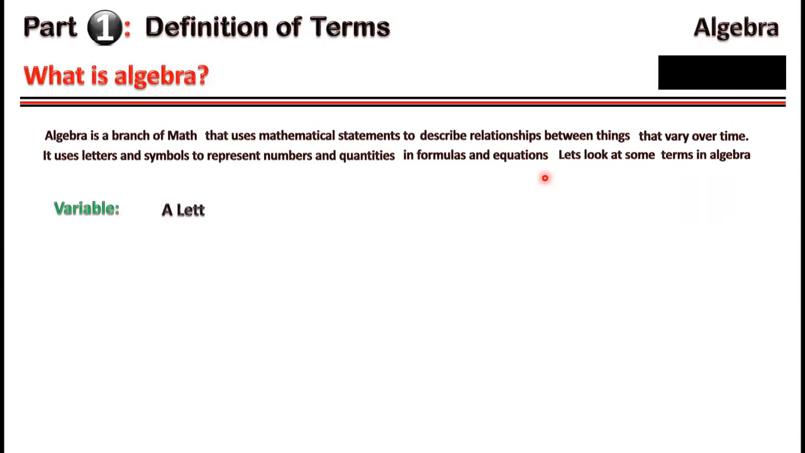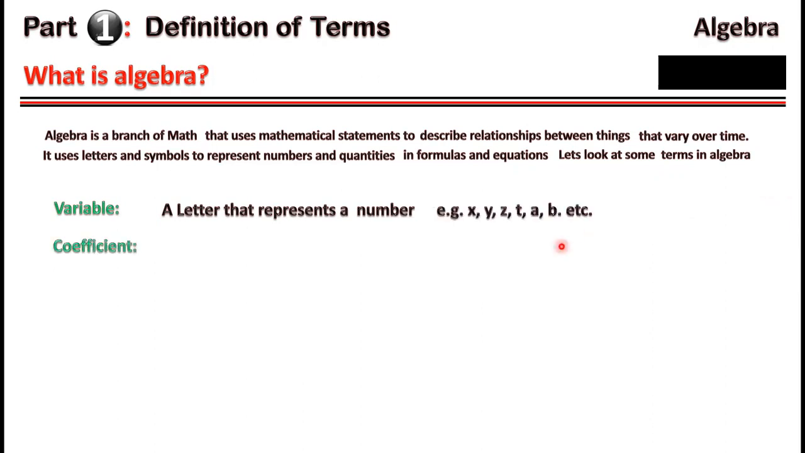The first term is a variable. A variable is a letter that represents a number. For example, X is a variable, A, B, C, T, S. In fact, any symbol or letter can be used to represent a variable.